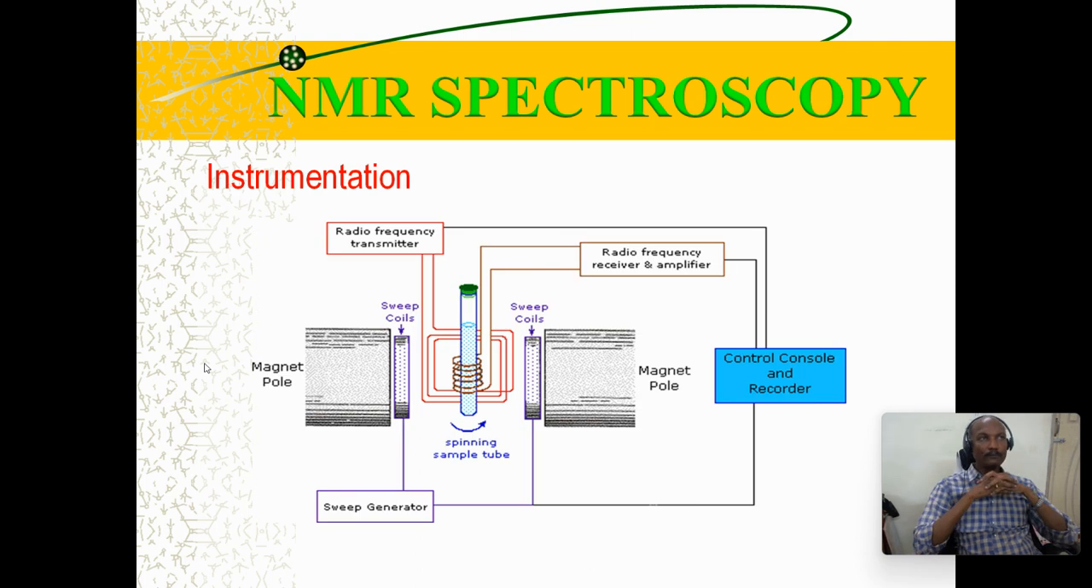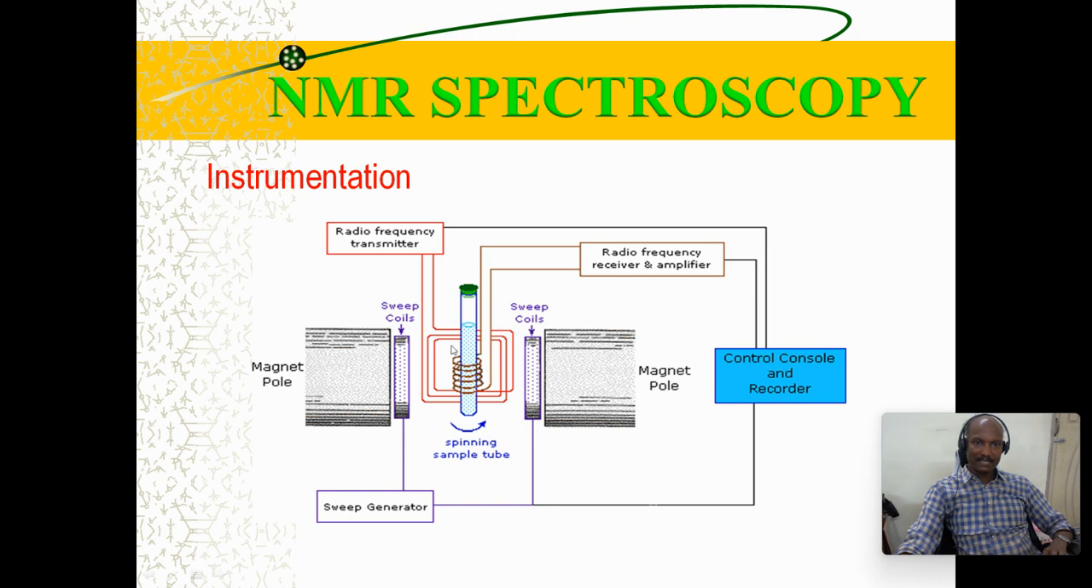Next, what is the instrumentation involved in this particular case? Mainly, you see this block diagram. It has a sweep generator, magnetic poles, sweep coils, and an RF transmitter, popularly called a radio frequency transmitter. And here is a sample tube. The sample can be held in this particular location. That is a sample tube.